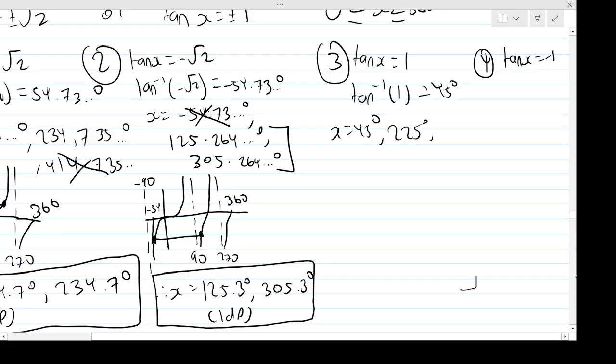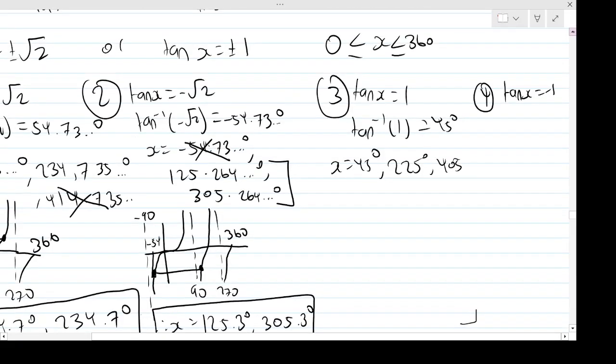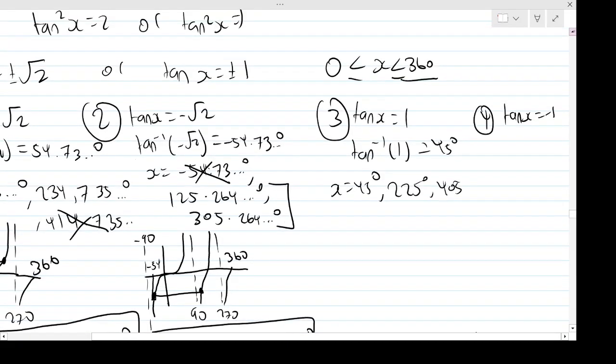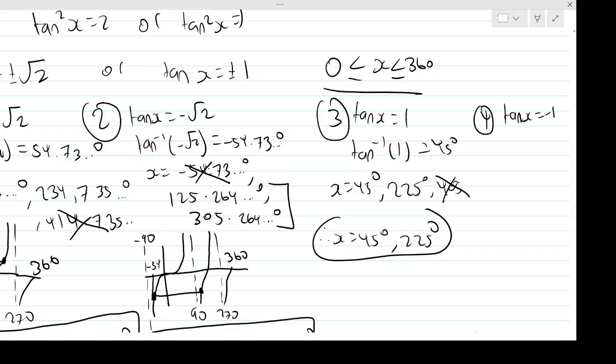If we added another 180 on, we'd get 405. But actually, that is above 360. That is outside our range. So we need to reject that one. So overall then, x is 45 or 225 in this interval here, between 0 and 360. There we are.